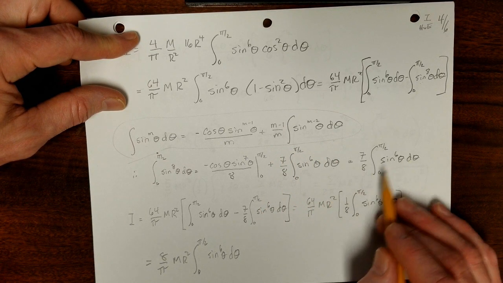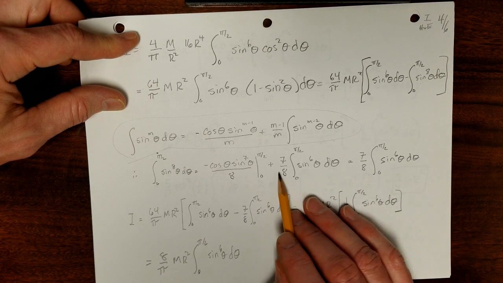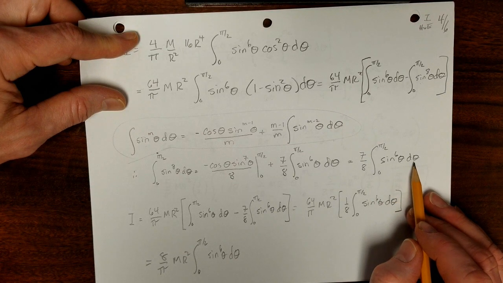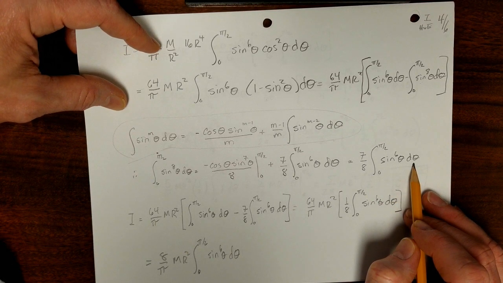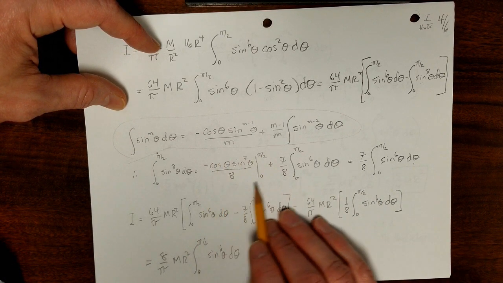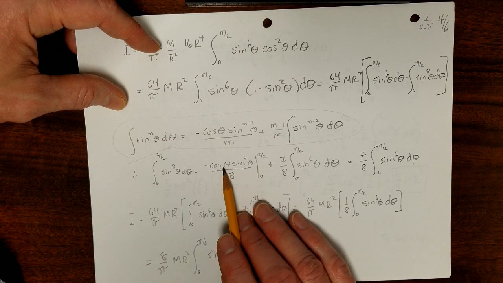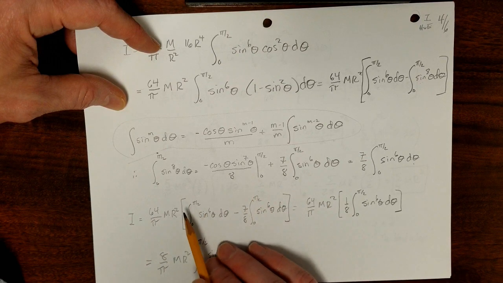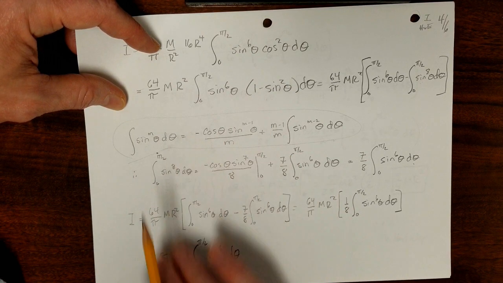the prescription there. And so I now have the whole thing equal to 7/8 integral of sine to the 6th power d theta. Because that term right there ends up being 0: you plug in pi over 2, the cosine is equal to 0, plug in 0, the sine is equal to 0, so this whole thing is equal to 0, it drops out.